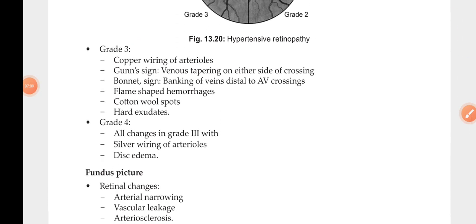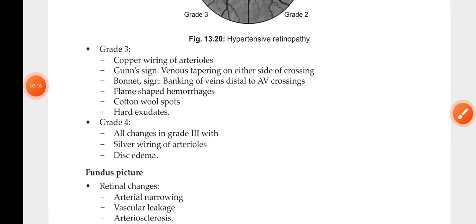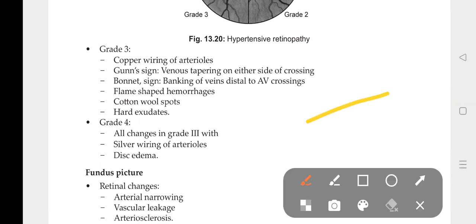In grade 3, copper wiring of the arterioles, gun sign, that is venous tapering on either side of the crossing. Let me show you. Imagine this is the artery. Venous tapering means veins will become thin on both sides. And in bonnet sign, banking of the veins distal to the arteriovenous crossing. Banking means like this. They will become thick and banked at one end. This is bonnet sign.